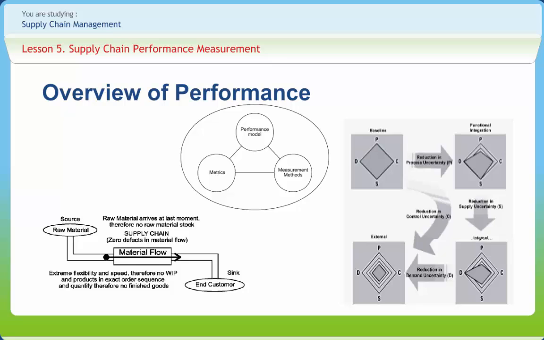A logical extension of these concepts, that is, simplicity, smooth material flow, value stream management, and lean thinking, ultimately have to reduce uncertainty in the supply chain. There are four different types of supply chain uncertainty. These are process uncertainty, supply uncertainty, demand uncertainty, and control uncertainty.